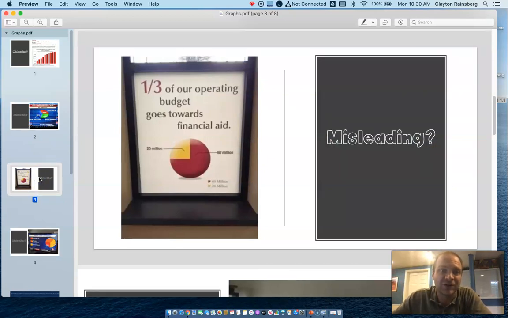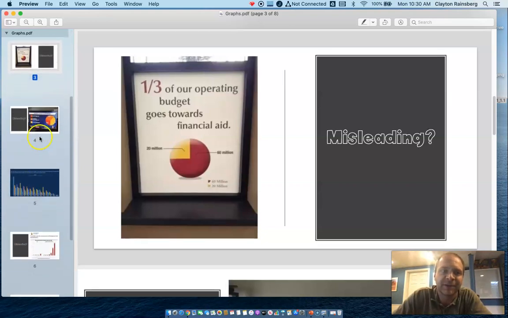Here's a sign that someone created. 1/3 of our operating budget goes towards financial aid. There's a pie chart. 20 million is the yellow, 60 million is the red. That is 1/3. But the yellow is a quarter of the pie chart. Again, something that is misleading.